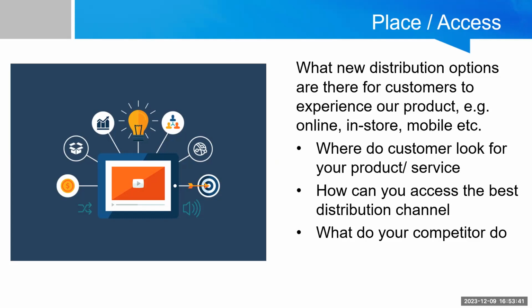So you can decide to make it very easy to access your product or service in a way that customers will have their own hands on them. Through that, they'll be able to justify or say, okay, this is good for us, this is not good, based on the situation. All right. So where do customers look for your product or service? That is the channel of distribution. How can you access the best distribution channel? And what do your competitors do?